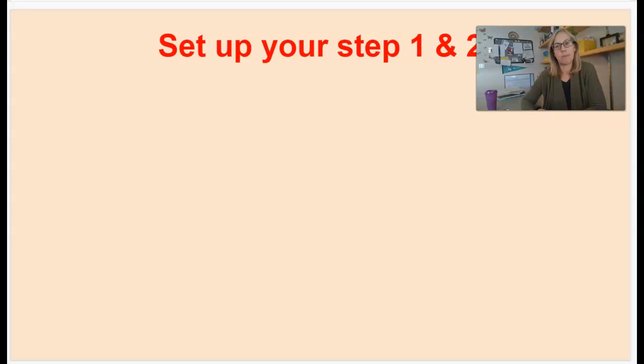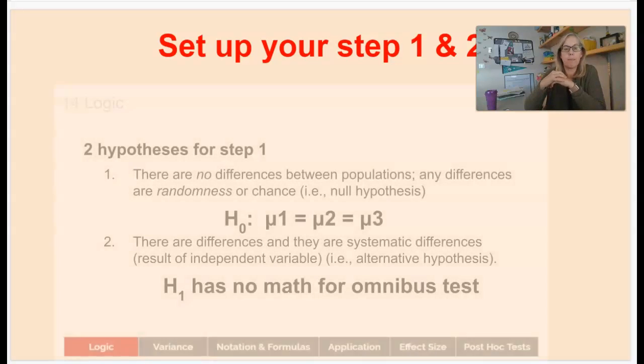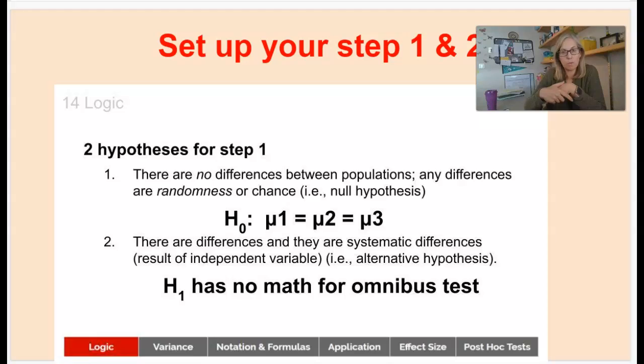So the first thing I would say is go ahead and pause and identify your step 1 and step 2. So step 1 is setting your hypotheses, your null and your alternative. Remember that we use words and math for the null. We only use words for the alternative because ANOVA is an omnibus test.